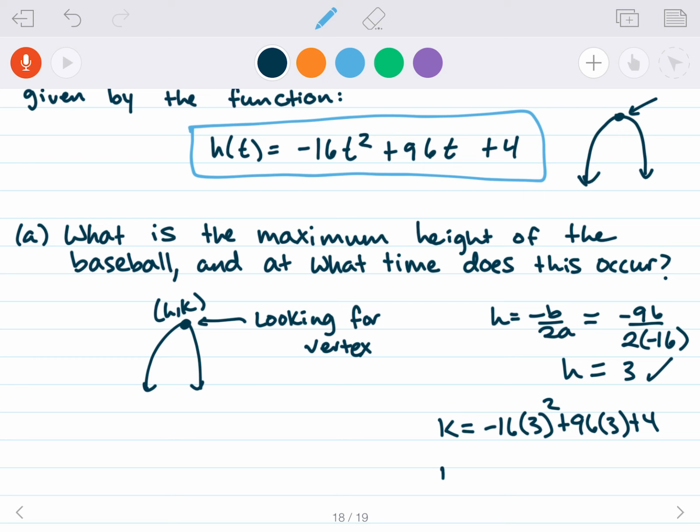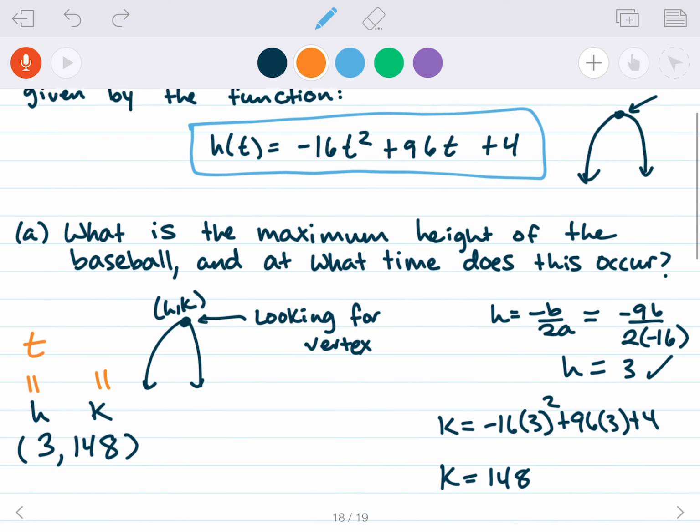All right, so I'm getting k is equal to 148. So my vertex is going to be (3, 148). And keep in mind what the variables mean. The first variable is time, that's our input. The second variable in an ordered pair, in this case, is our height, which is the output. And that's in feet. Yes, it's in feet.